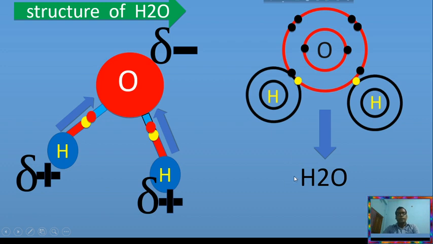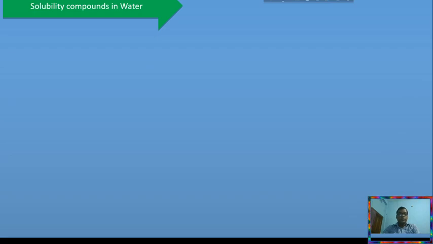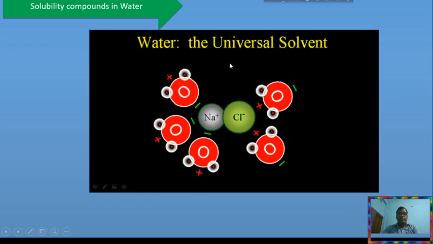So that's why water is a polar solvent. What is a polar compound? So that's why we can say water is a universal solvent.